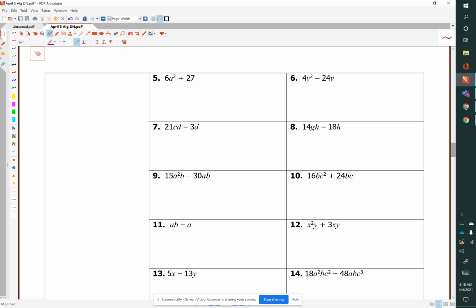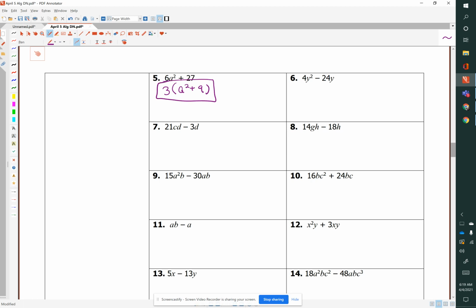Okay, so number 5, 6a squared plus 27. No variable can come out, but 6 and 27 are both divisible by 3. So that would be 3 times the quantity of a squared plus 9.